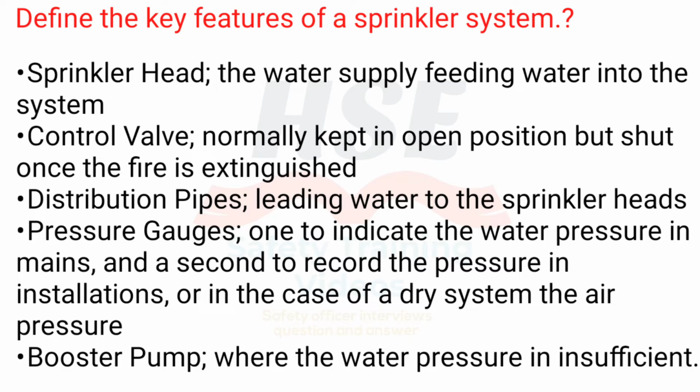Control valve, normally kept in the open position but shut once the fire is extinguished. Distribution pipes, leading water to the sprinkler heads. Pressure gauges, one to indicate the water pressure in the mains, and a second to record the pressure in the installation, or in the case of a dry system the air pressure. Booster pump, where the water pressure is insufficient.